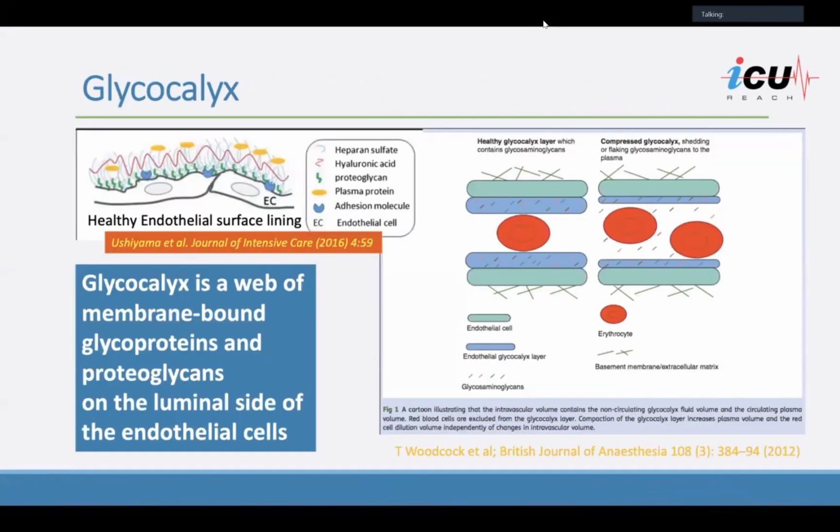A few words about the glycocalyx. The glycocalyx is a web of membrane-bound glycoproteins and proteoglycans on the inner surface of the endothelium. When this membrane breaks down, it leads to leaky capillaries and third spacing. So you need to be mindful of this situation.